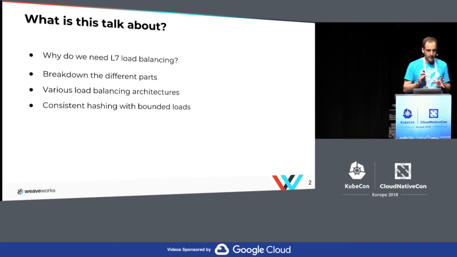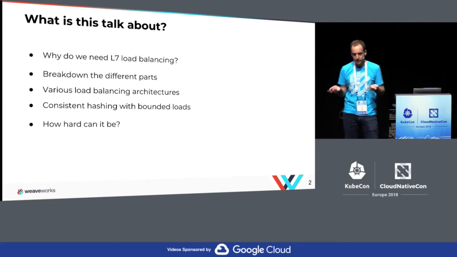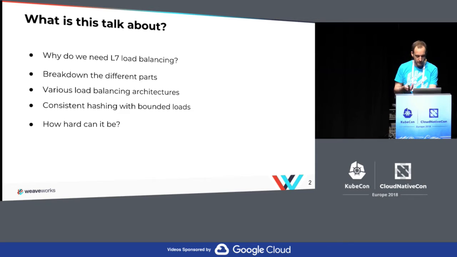We'll have a look at a fairly recent algorithm from 2016 called consistent hashing with bounded loads. And then, how hard can this really be, right? We'll have a small demo and a bit of code about implementing all of this.